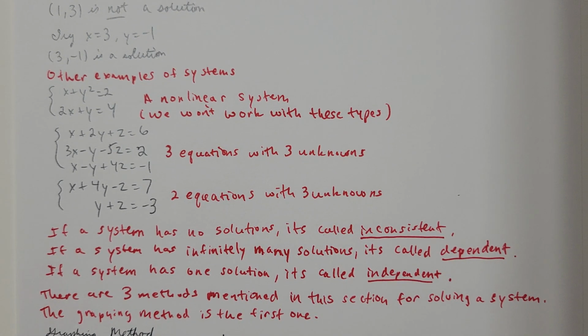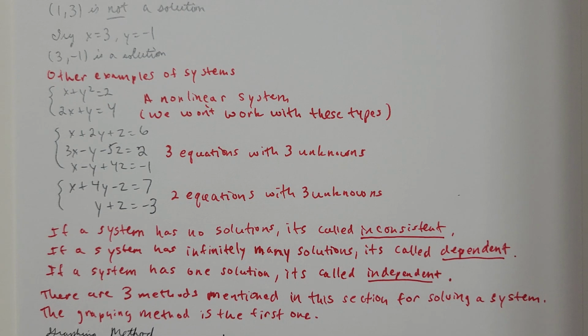Another example would be if I had the system of equations given by x plus 4y minus z equals 7, and then y plus z equals negative 3. So that would be a system of two equations, and there's three unknowns, x, y, and z. In other words, the number of equations doesn't always have to match the number of unknowns. Okay? And the idea would be the same, find x, y, and z such that both equations would be solved at the same time.